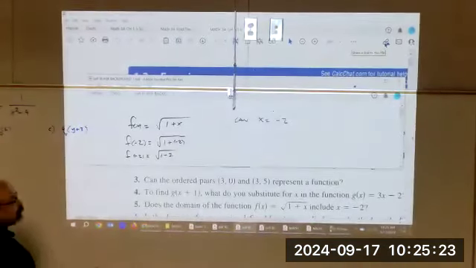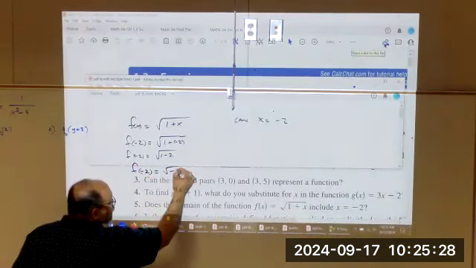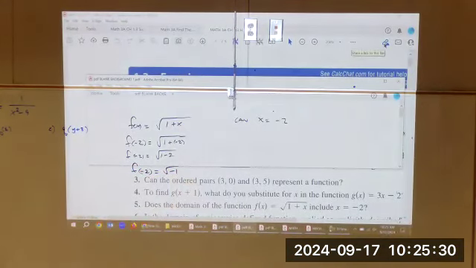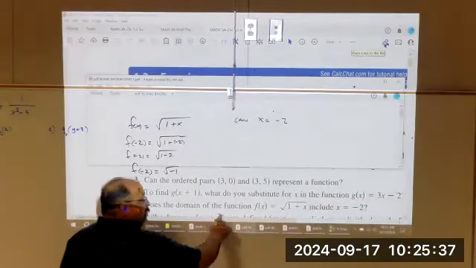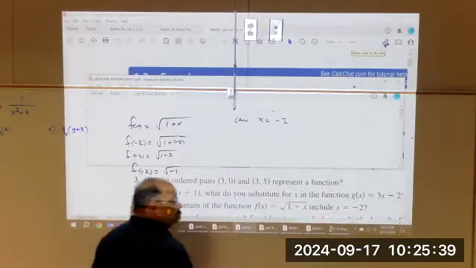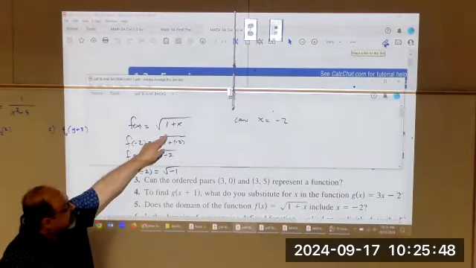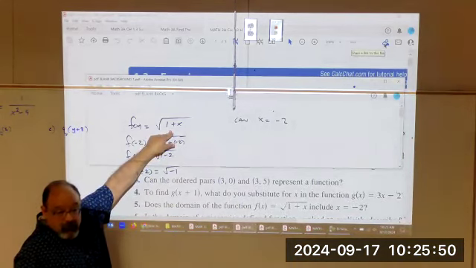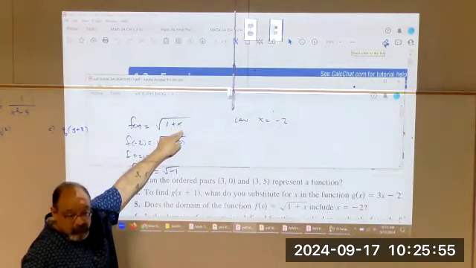Because what's 1 minus 2? Negative 1, and you can't take the square root of a negative number because the square root of a negative is not a real number. So, does the domain include negative 2? The answer is no. It's not in the domain. The domain are the x's that we're allowed to use in the function. What can I plug into this function? Only values of x that don't cause negatives in here.